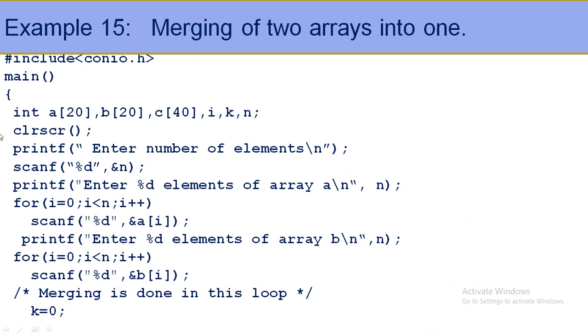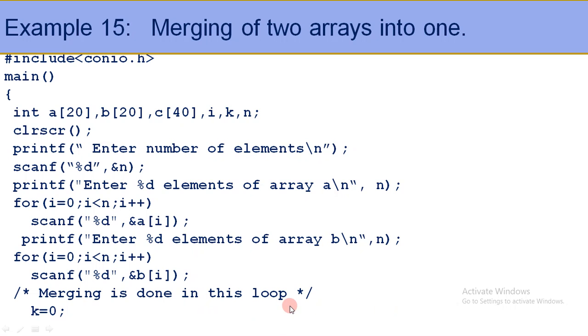Anyway, we will implement this. A consists of 20 elements, B consists of 20 elements, C should essentially consist of 40 elements. I and K are meant to be loop indices, and N is the number of elements found in A and B. So enter the number of elements. The user is directed and he will enter the number of elements, and enter the elements of an array. If n is 6, it will just echo enter 6 elements of an array over the screen. This portion of the written program is totally to make our executed program a little interactive.